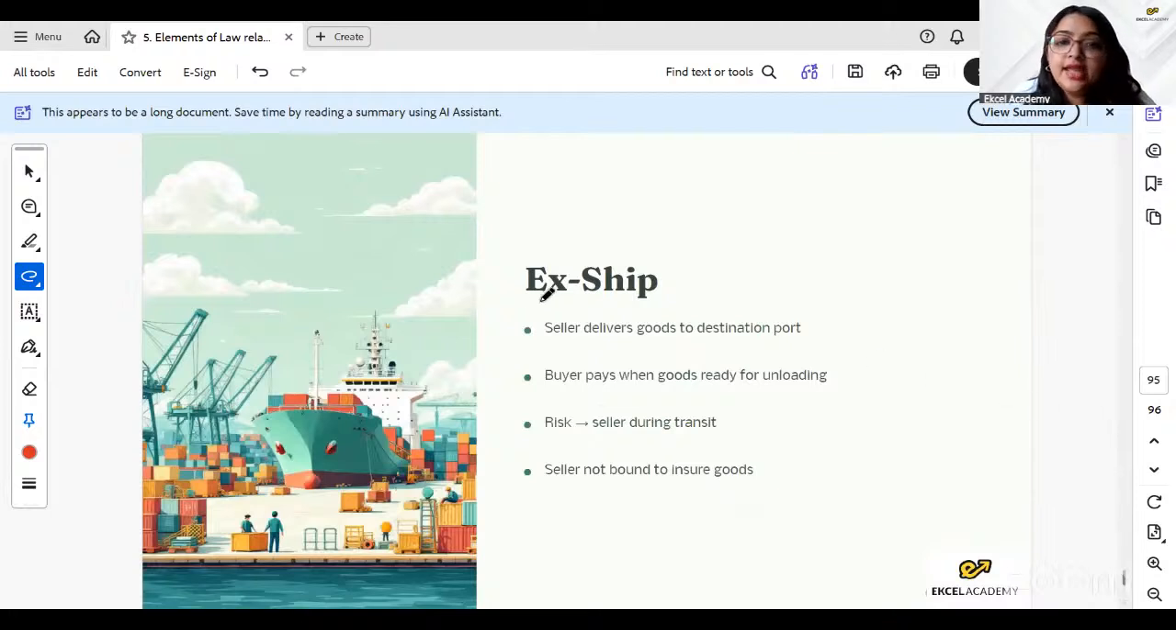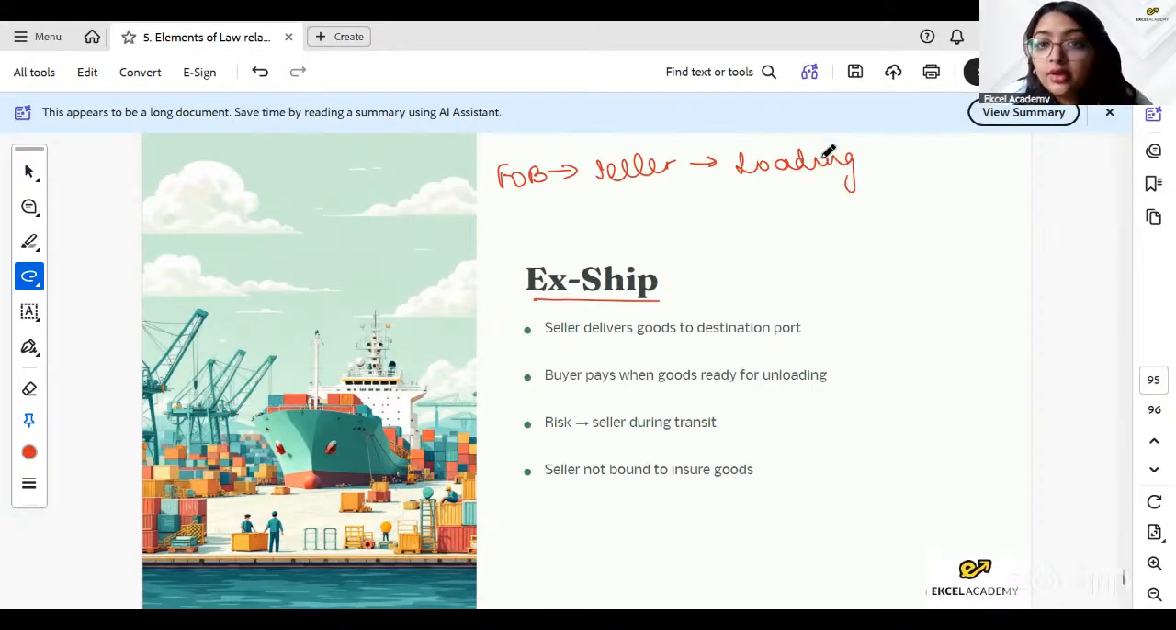And ex ship. In this case, the seller delivers the goods to the destination port. What happened in the case of your FOB? Your seller's responsibility is until loading. But in the case of ex ship, your seller's responsibility is until the destination.